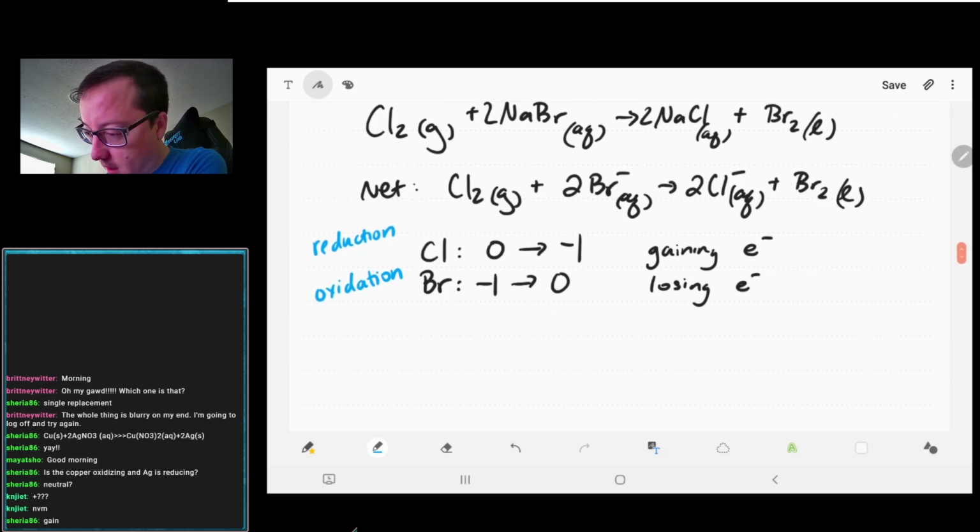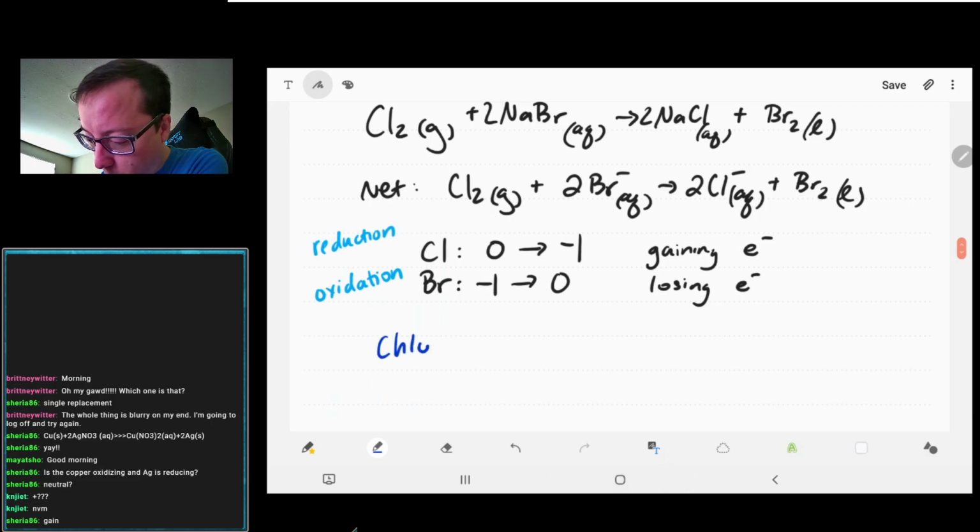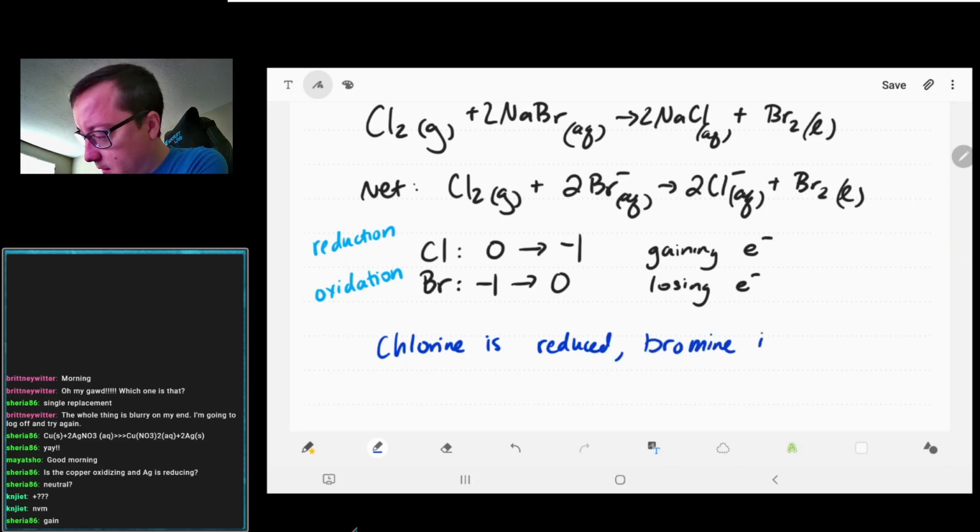So we might say, in words, chlorine is reduced, bromine is oxidized. And that is what is happening in this reaction.